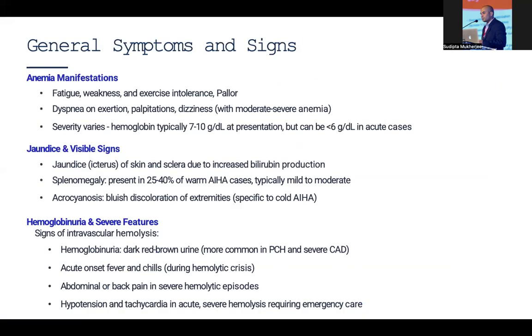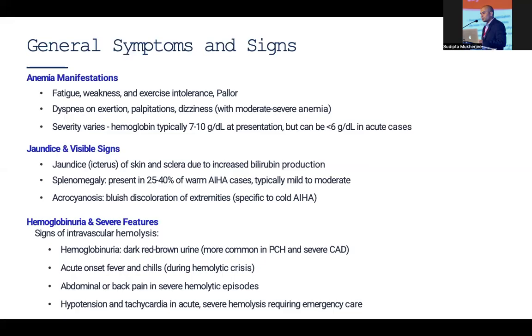Clinical manifestations: general symptoms or signs are common, like manifestations of anemia. They will present with fatigue, weakness, exercise intolerance, pallor, maybe dyspnea on exertion, palpitation, and dizziness in moderate to severe anemia. Severity varies. Mostly the hemoglobin is around 7 to 10 gram per dL, but in some severe cases it can be less than 7 or even less than 6.